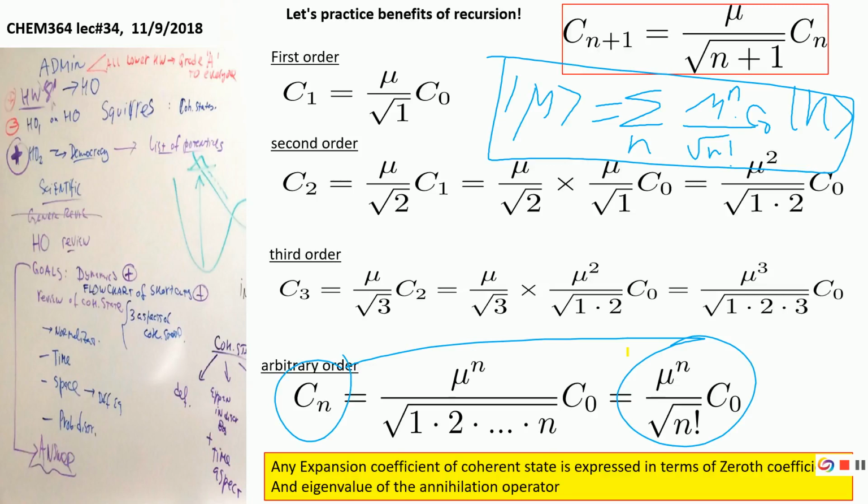So one gets to the higher order: C sub n is mu, the eigenvalue of the annihilation operator, to the power n, over the square root of all natural numbers from 1 to n, times C0. Mu to the power n over square root of n factorial. Any expansion coefficient is expressed through C0.